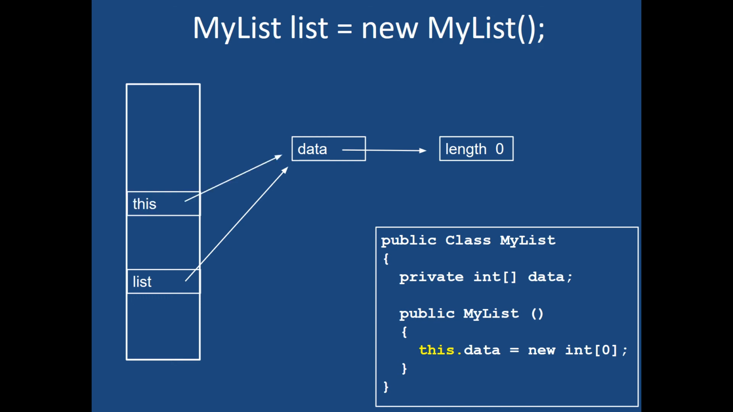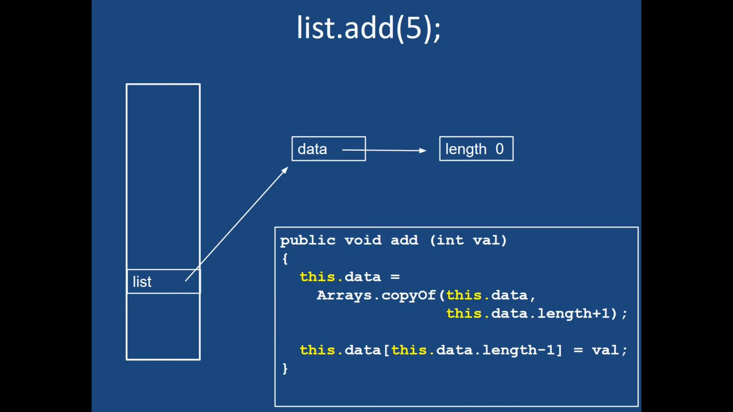Now, before the constructor returns, notice that this and list both refer to the same object. When the stack is popped, because the constructor returns, we still are keeping track of that object via list. So we're back in the main method. Now, let's suppose the main method calls list.add of 5. And now you see the code for add.